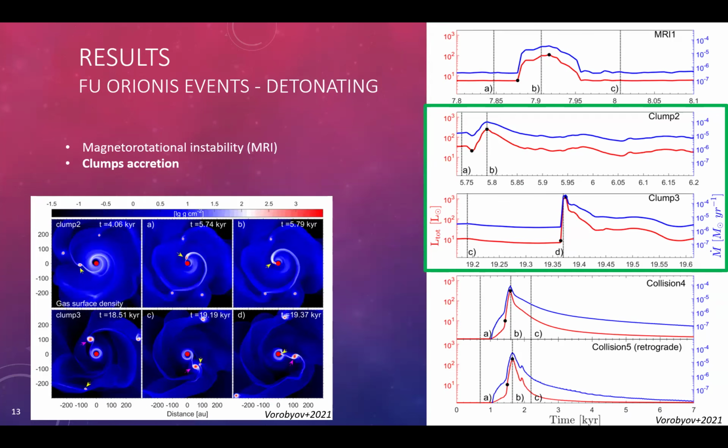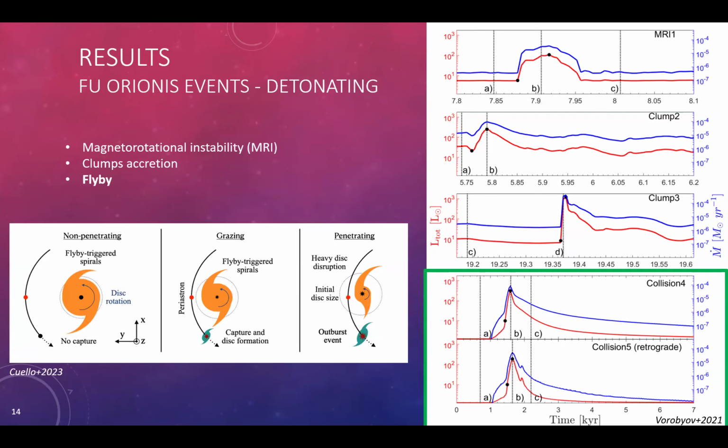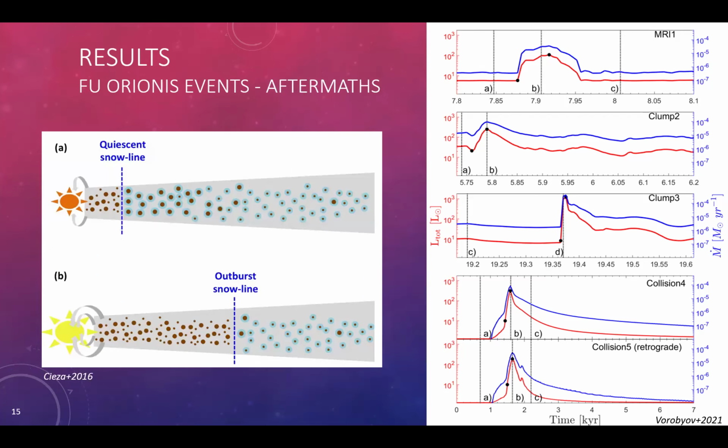The other possibility is clump accretion. So you have a fragmented disk. You can create some clumps of material in the disk that can be accreted by the primary star, and then you create an outburst. And the classical one that Nico told you about on Tuesday is the flyby. That means the companion just passes through the disk, hits it, accretes material, and creates an outburst. The main consequence of that kind of outburst is that you can move the snow line from the quiescent position to a different position. The snow line is displaced because you are heating the disk.